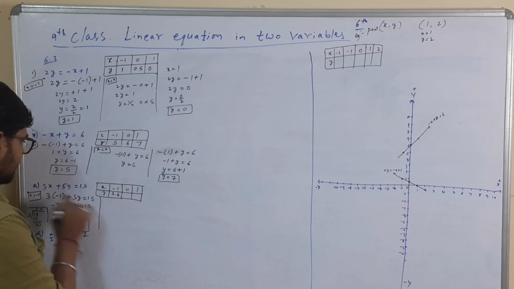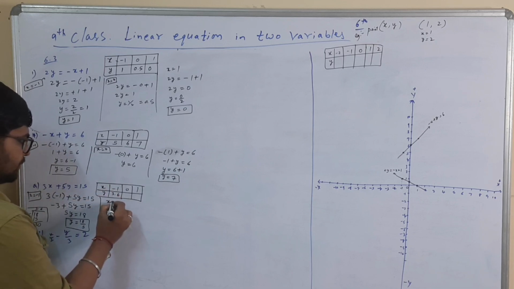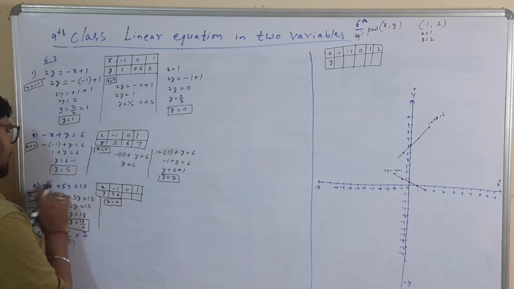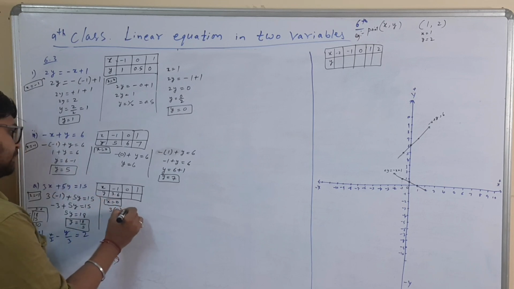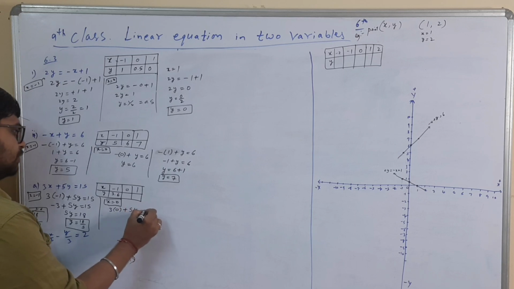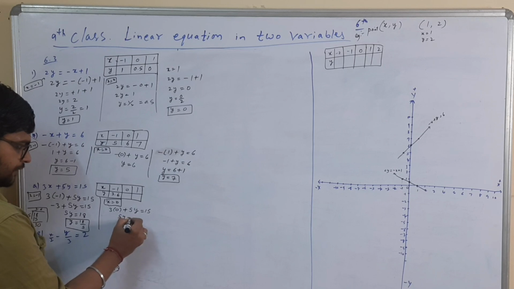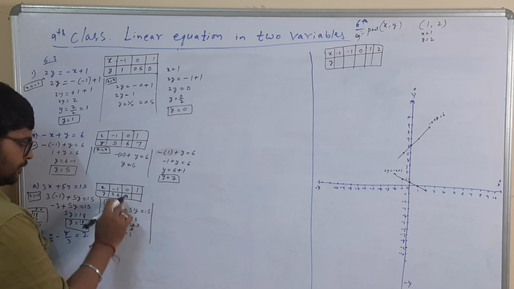Now again I go for x equal to 0. I have to substitute x equal to 0 in this equation. Let's see what I'll get. 3 into 0 plus 5y is equal to 15. This is 0, so 5y is equal to 15, y is equal to 15 by 5, so y is equal to 3.